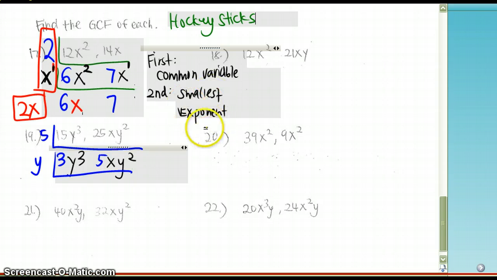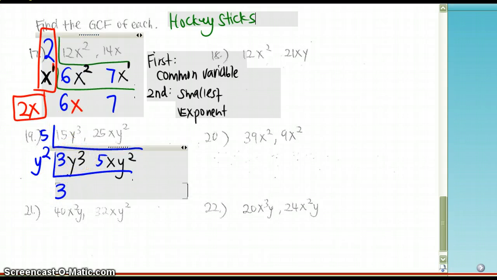And I look for the smallest exponent for the y. Now there's a y third power and a y second power. So because 2 is the smaller, I write y second power. That means I'm going to take out that many y's from the y's that are already there in that expression. So I have over here, I still have a 3. I have y cubed, and I take out y squared when I divide. So all I have left is just y.